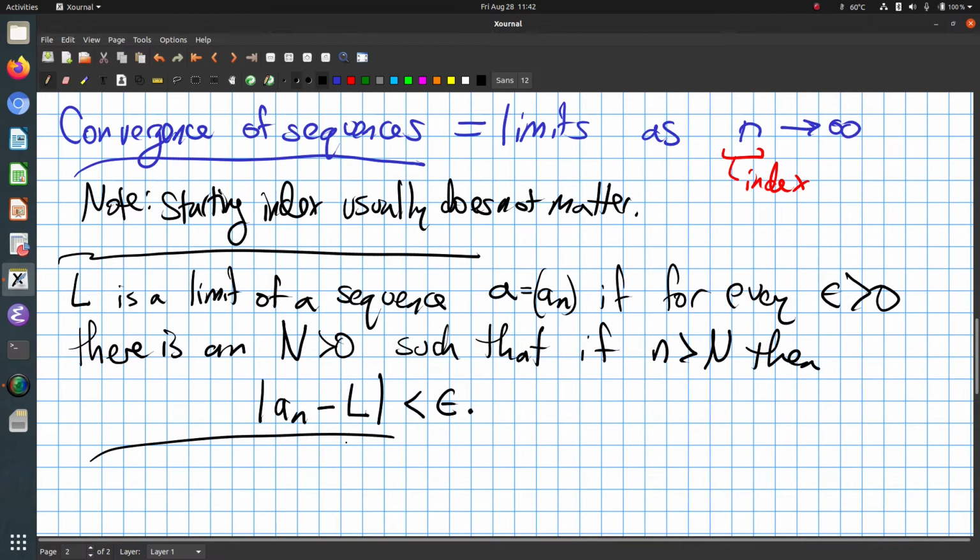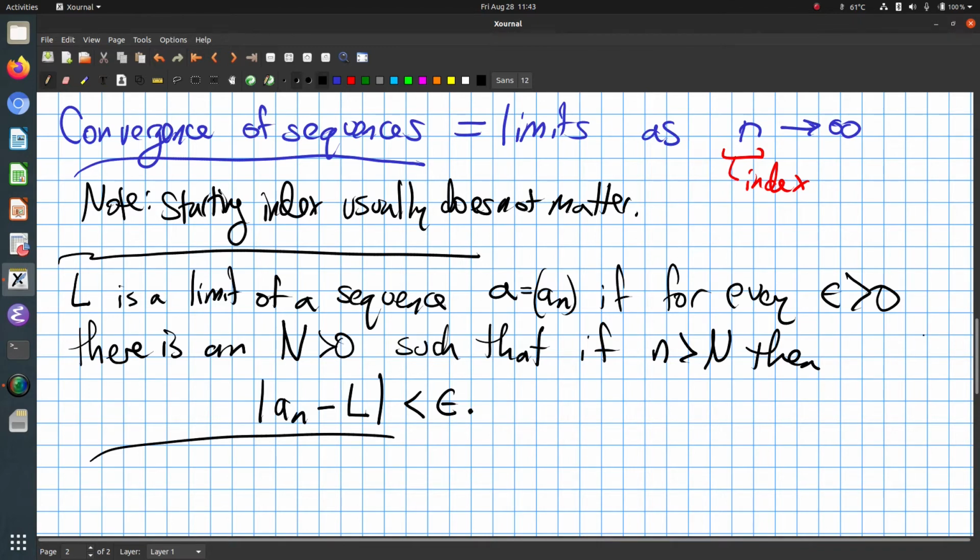So L, it's some number, is a limit of a sequence. I'll call my sequence A. The terms are a sub n, n being the index. L is a limit of that sequence if every time you pick some number epsilon that's positive, there's a capital N, which is going to be an index, that says if I pick some greater index, then the terms are closer than epsilon to L.